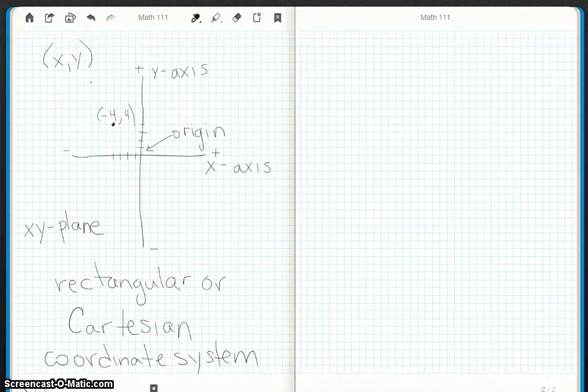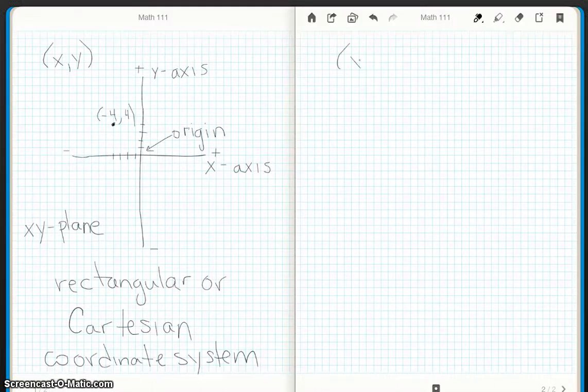The entries here are actually sometimes given special names. So if I were to write the ordered pair as x, y, we sometimes refer to this as the x coordinate. My pen is not writing. There we go. And similarly, we could call y the y coordinate, just so that we know.